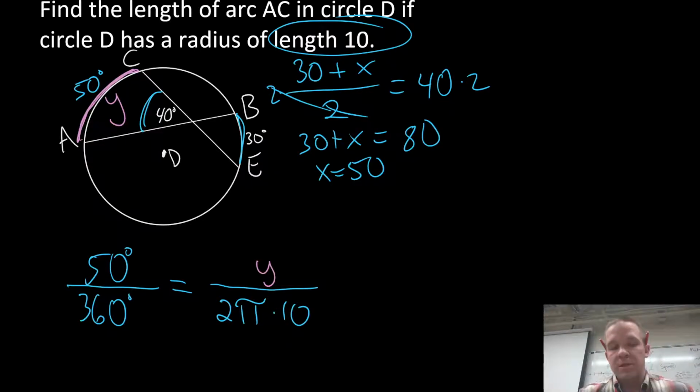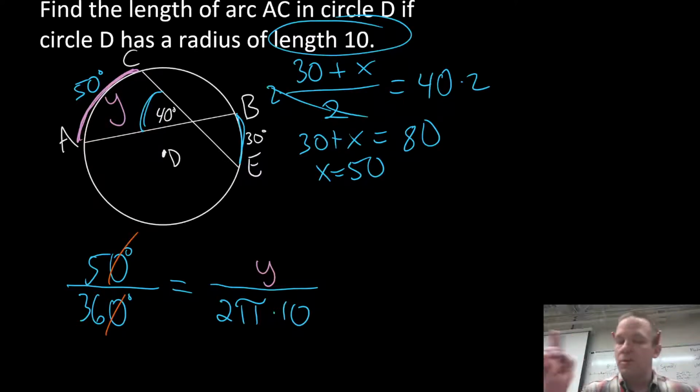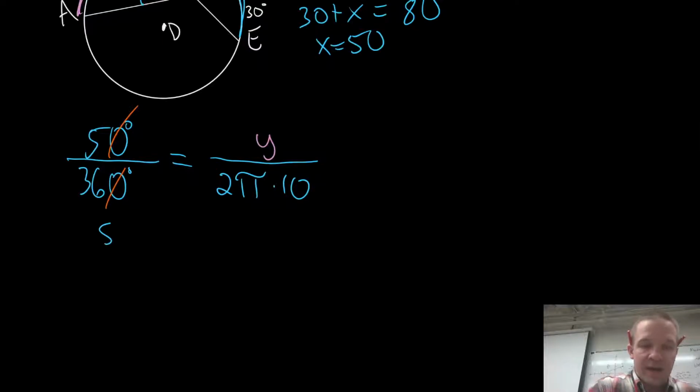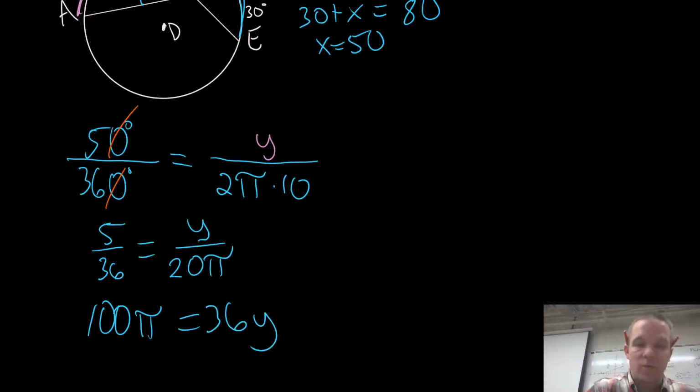Okay. So now what I'm going to do is I'm going to do some cross multiplication to solve for y. But I can do some simplifications first, right? I can cancel out, and I like to make sound effects, reduce by 10, right? So I'm canceling out those zeros. I'm left with 5 over 36. So 5 over 36 is equal to y divided by 20 pi. And now I can cross multiply. So I'm going to have 100 pi equals 36y.